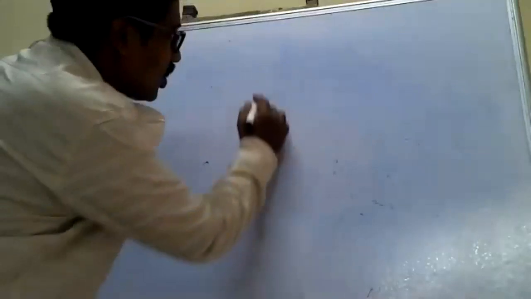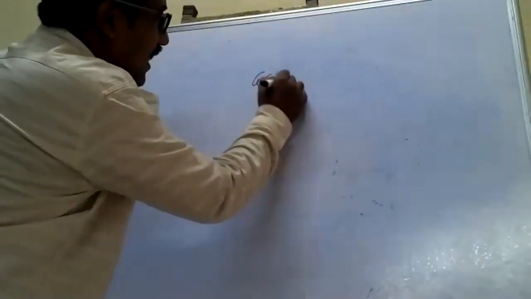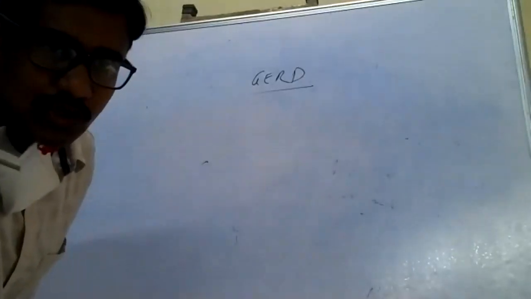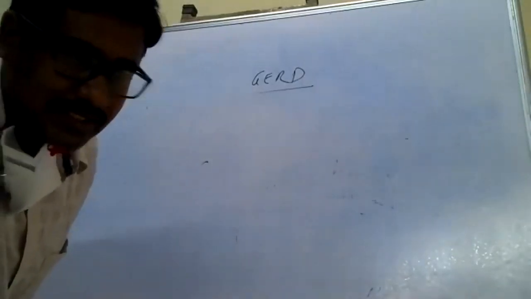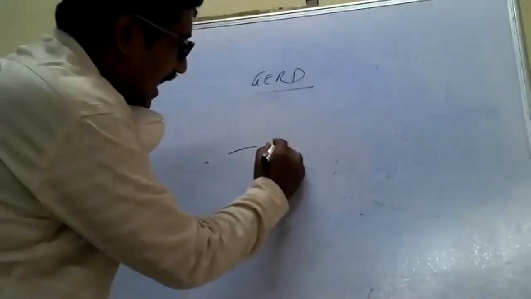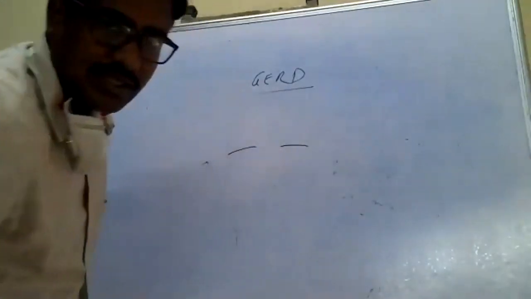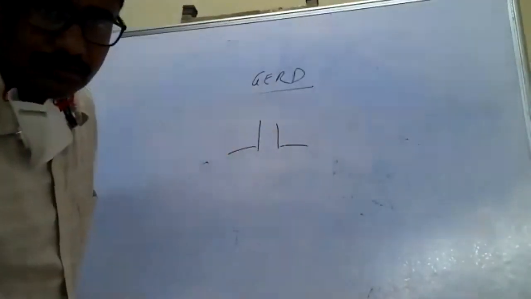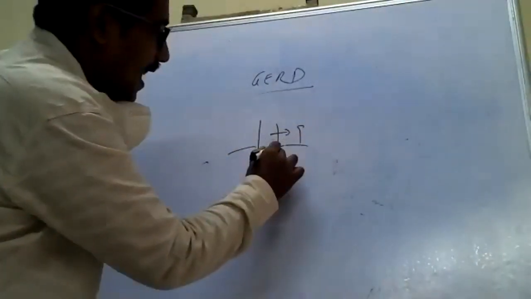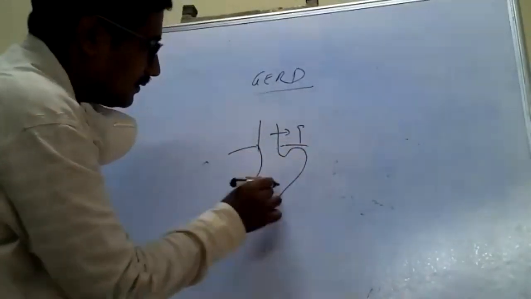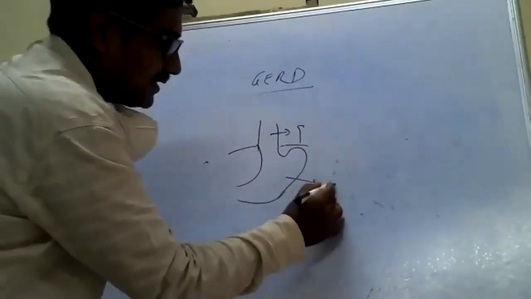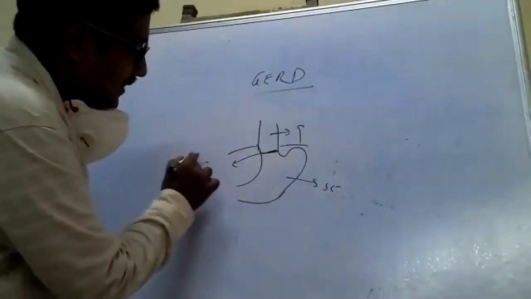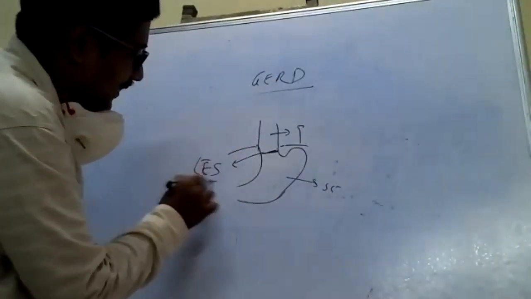Now we will talk about GERD. What is GERD? GERD is gastroesophageal reflux disease. So this is the diaphragm. This is the esophagus. This is the stomach. So this is called the lower esophageal sphincter.